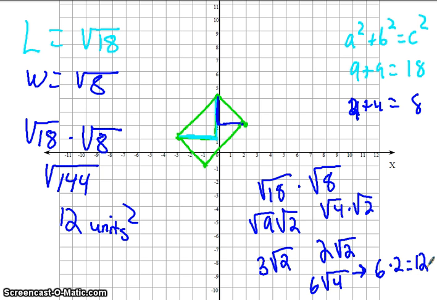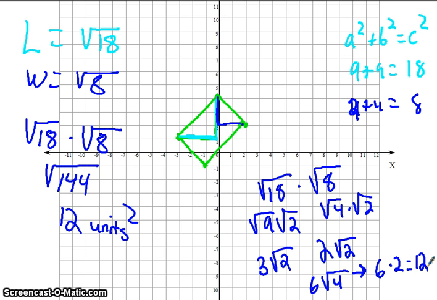Because on the left side, we multiplied the square root of 18 times the square root of 8 to get the square root of 144, which gave us 12, because the square root of 144 is 12, right? On the other side, because you're not always going to be able to do that, we broke them down like we learned a couple weeks ago.